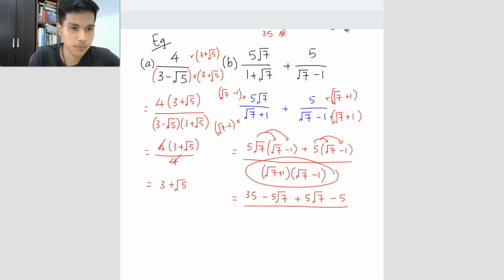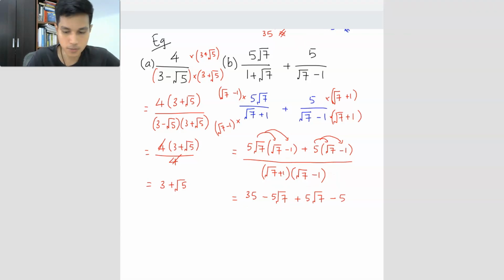So this one, remember the property, when one is plus and one is minus, you just have to square both of them. So you square surd 7, you get 7, and then minus, you square 1, you still get 1. So what do you get? Here is minus 5 surd 7, here is plus, so it cancels, becomes 0, right? And then 35 minus 5, you get 30, and then 7 minus 1, you get 6. So your final answer will be 5.